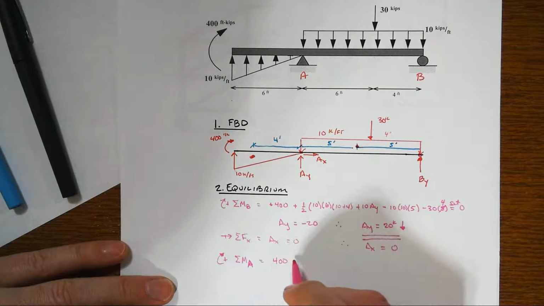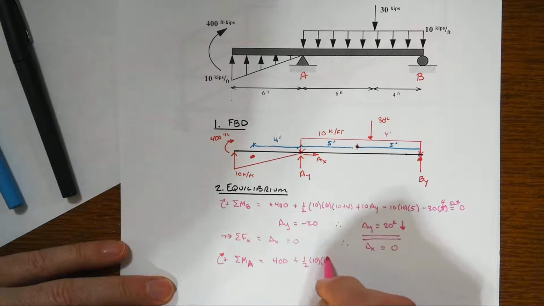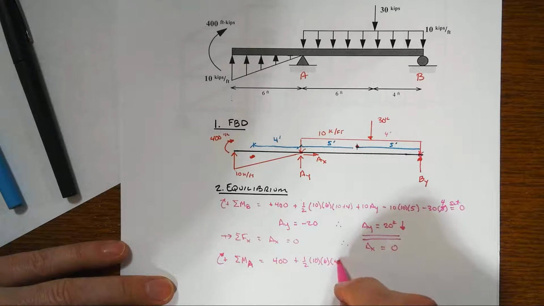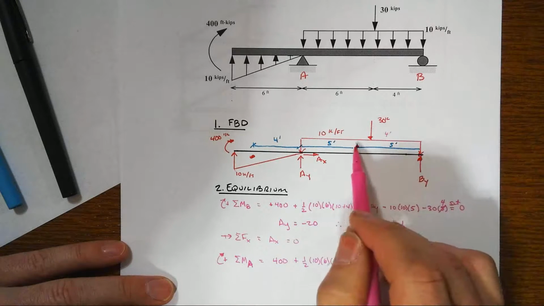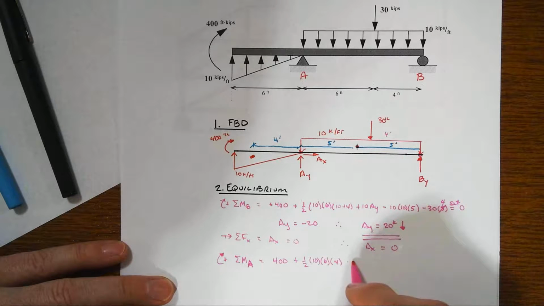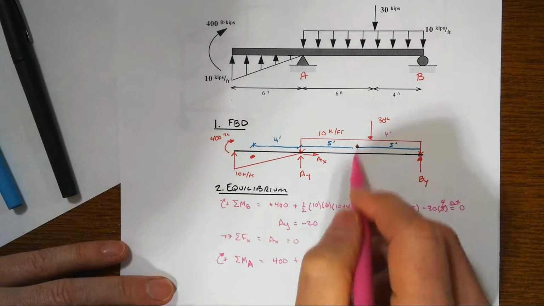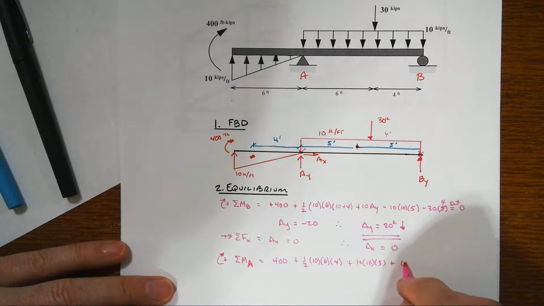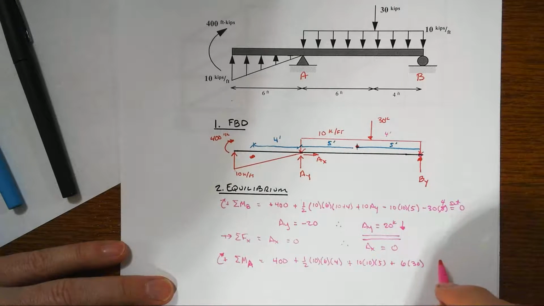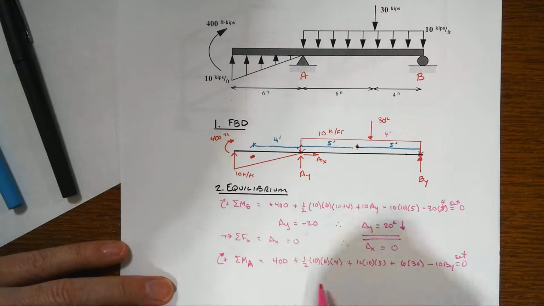We get 400 plus 1/2 of 10 times 6. Now the moment arm is only 4, and that's clockwise. AY and AX go through that point, so they're out of it. We've got the distributed load of 10 times 10, and a moment arm of 5, but this time that's going clockwise about the point of interest, so that's a plus, and then we have a plus 6 times 30, and then we have a minus 10 times BY. Set that equal to 0, and we find out that BY is equal to 120 kips acting upwards.